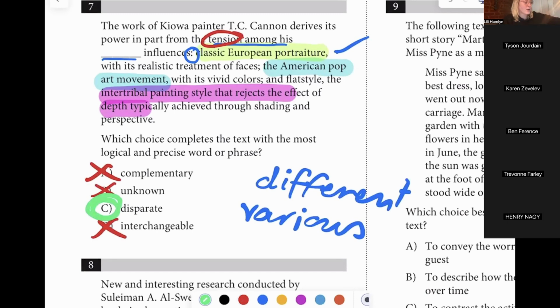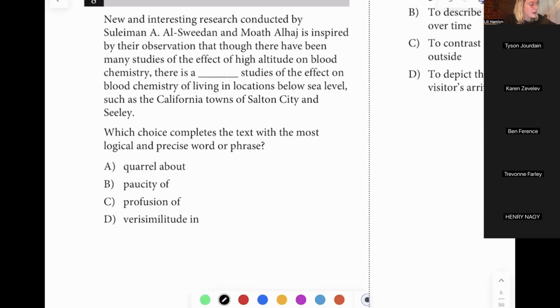All right, perfect. Okay, last one. What did everyone get for number 8?